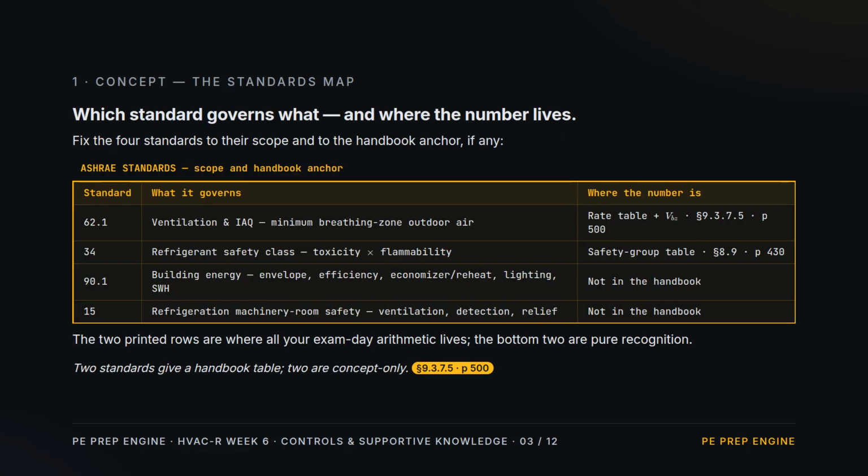Concept: the standards map. Fix each standard to its scope and to its handbook anchor. 62.1 governs ventilation, and its rate table plus the breathing zone formula are printed in the handbook. 34 sets the refrigerant safety class, printed as the safety group table. 90.1 governs building energy, envelope, efficiency, economizer and reheat limits, lighting, water heating, but it is not reproduced. 15 governs the refrigeration machinery room, ventilation, detection, relief, also not reproduced. The 2 printed rows are where all your exam day arithmetic lives. The bottom 2 are pure recognition.